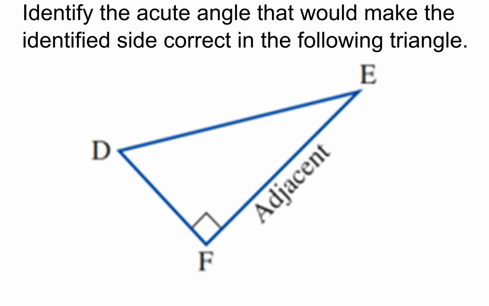So it says identify the acute angle that would make the identified side correct in the following triangle. So what we need to look at is this side that's given. So we're given that side and it says that it is the adjacent side. So what I need to do is figure out which acute angle is that side adjacent to. If you look at your triangle, you only have two acute angles. You've got angle D here and you've got angle E here. So what we need to do is decide which one of those angles is adjacent to this side FE.